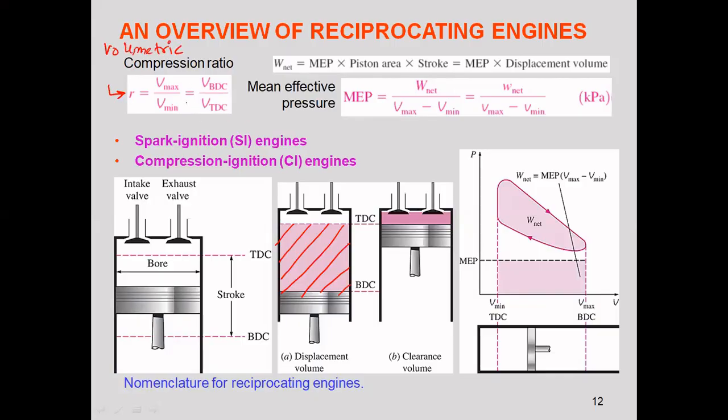So Vmax by Vmin, that is the volume before compression divided by the volume after compression. And this is the volume at BDC divided by the volume at TDC. Okay. So these terminologies you have to be very much conversant with.